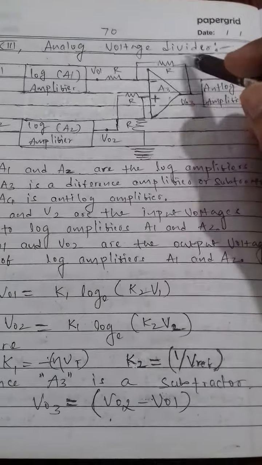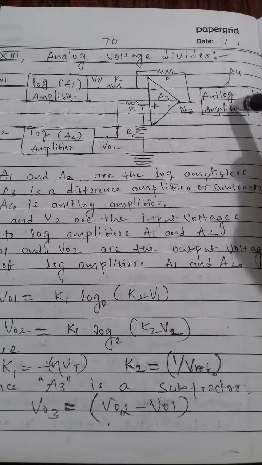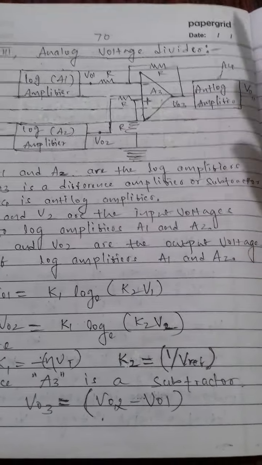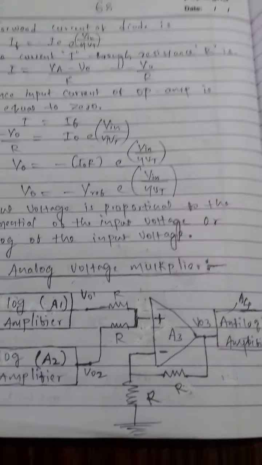Analog voltage divider. Here is the A1 amplifier, here A2, here A3, and here the anti-log amplifier. Here is the basic difference between these two.